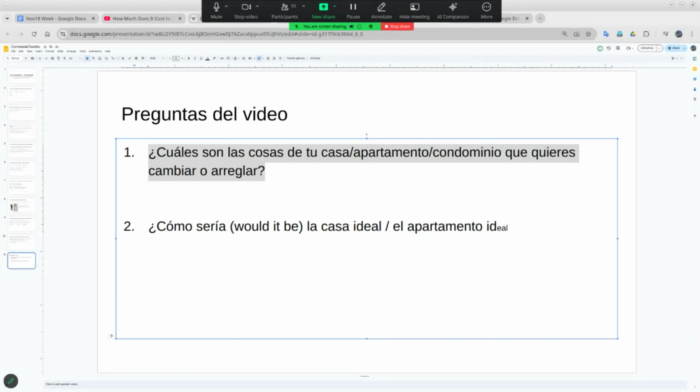Bueno, otras cosas que quieren cambiar. Necesito cambiar mis alfombras. Alfombras. Carpet. Alfombras, sí. Sí, igual aquí. Alfombras, la cocina, dos baños, tengo dos, sí. Ok, vale. ¿Qué más quieren cambiar?